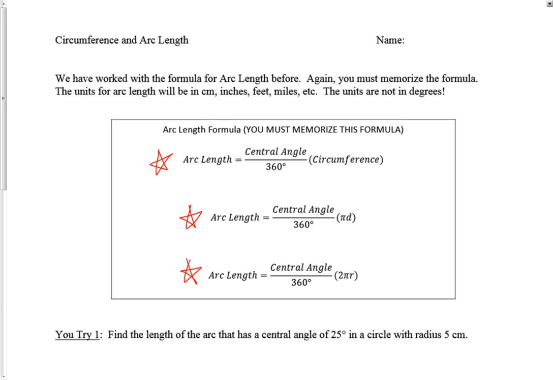And also as a refresher, the units for arc length are in centimeters, inches, feet, miles, etc. Those are called linear units, something you can measure with a ruler or a tape measure. But the units are never in degrees. That is for the measure of an arc, and we are dealing with the length of an arc.